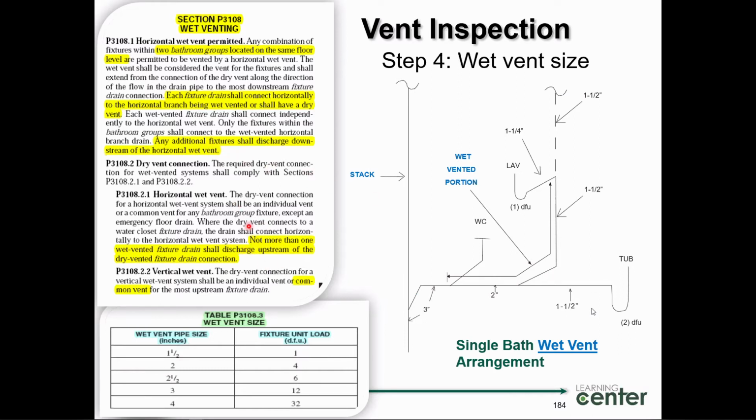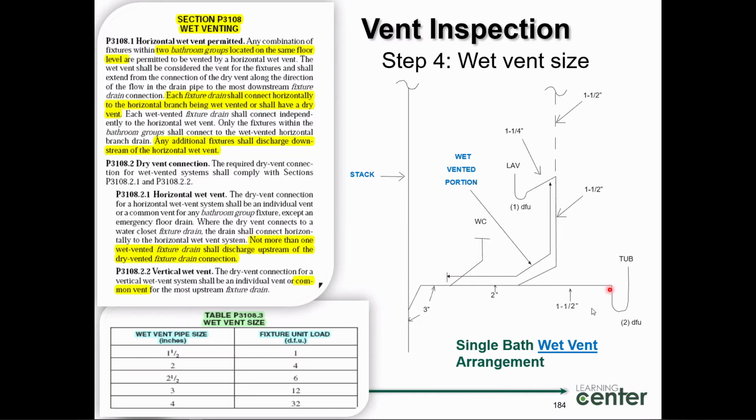Right here. See this? Not more than one wet vented fixture drain shall discharge upstream of the dry vented fixture drain connection. Okay, what does that mean? Here's the dry vented fixture drain connection right here. As I come down at this point, I'm allowed to tie in one fixture that's upstream of this particular drain. Upstream, as it's shown, is the tub.